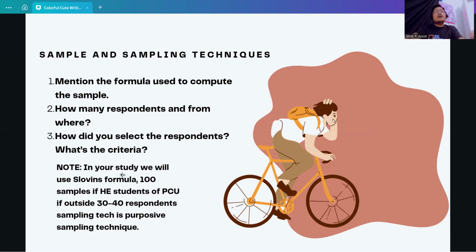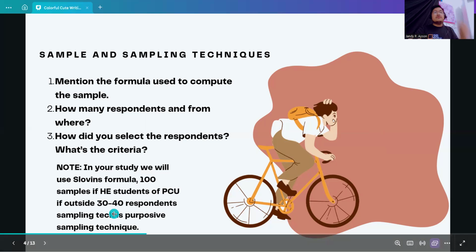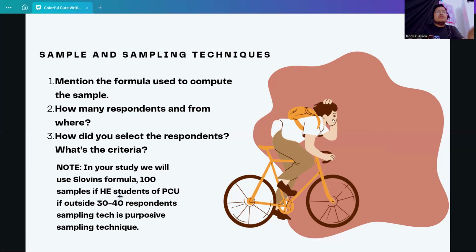Basta, for example, taga-labas, if sa tingin nyo dun sa respondents ninyo, marami namang employees doon. Halimbawa, napili nyo Bayleaf Hotel, Balin sa Sayaw, na naisip nyo marami naman atang employees doon, edi doon muna kayo sa max, which is 40. Okay? So ayun, yun yung number of respondents.